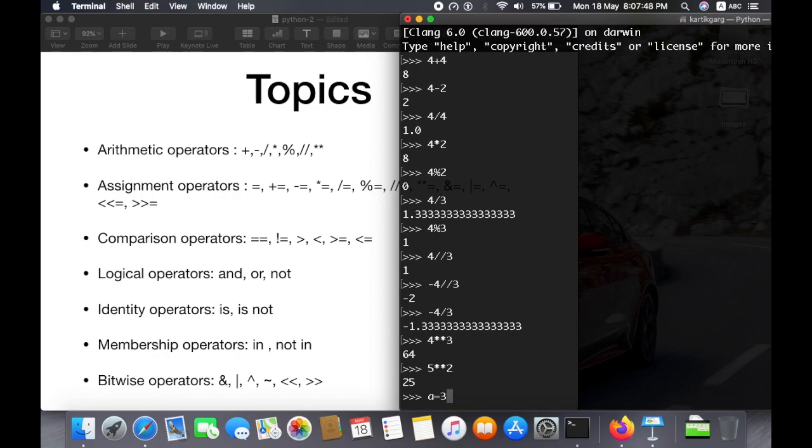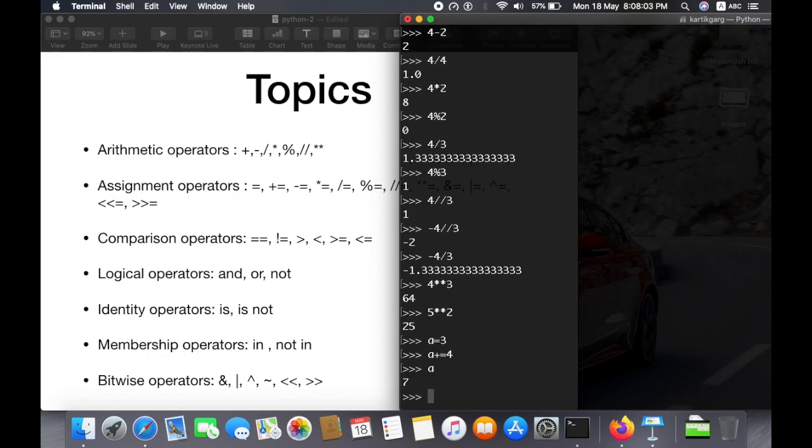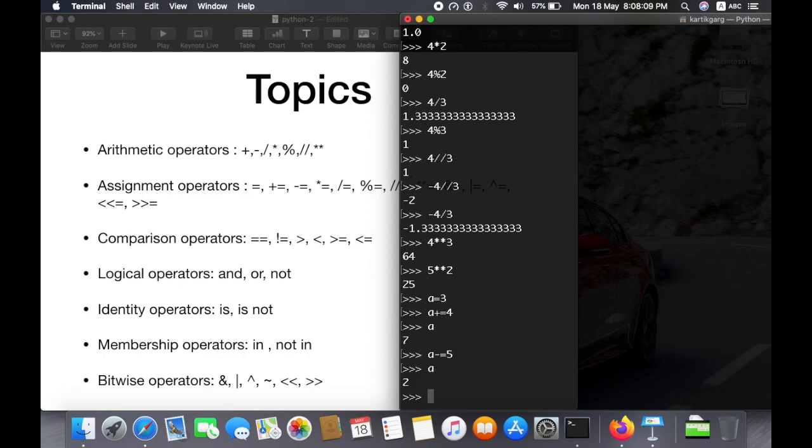A is equals to 3. We all are aware of the assignment operator equals to, and also the assignment operator plus equals to. Now A is 3, plus, using plus equals to, A has been changed to 7. Minus equals to, A is changed to 2.